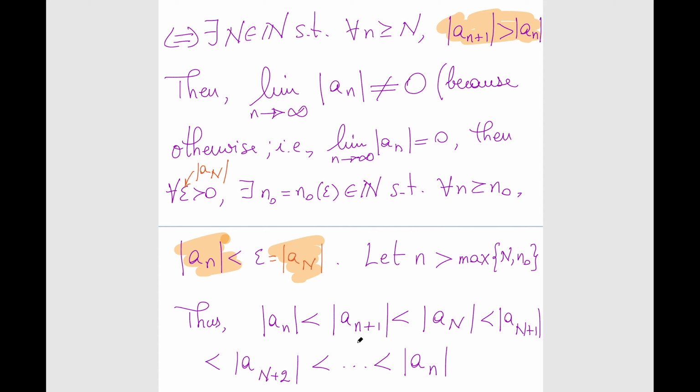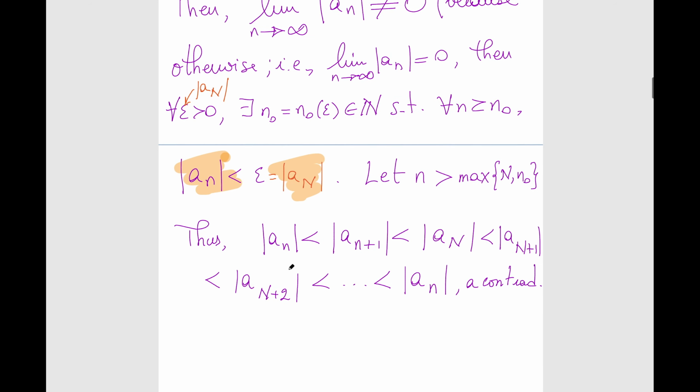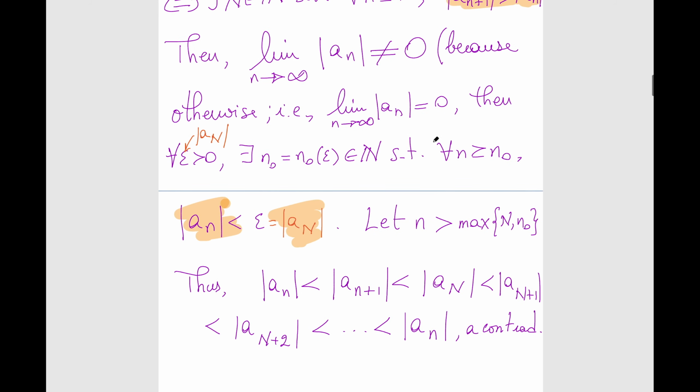And now connect the two here. Absolute value of a n is smaller than itself. This is a contradiction, right? This is a contradiction, because something cannot be smaller than itself. And this is the contradiction I was seeking. So this is why the otherwise doesn't happen. So this must happen, okay? So this must happen, make sense?